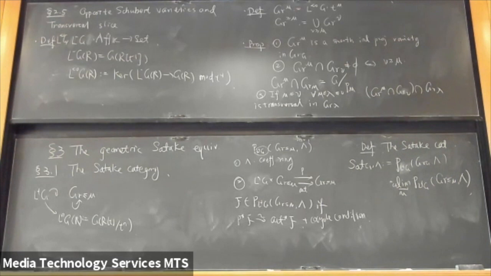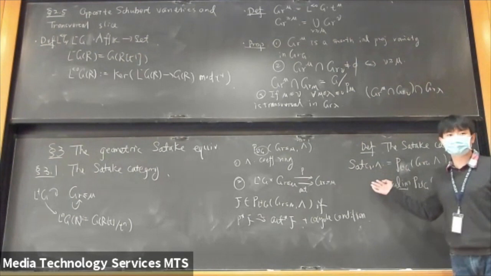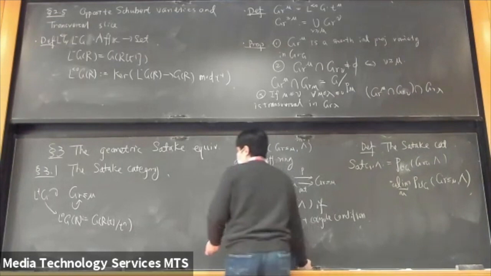But we should expect more structure on this category because the Satake category is expected to categorify the spherical Hecke algebra. So we really expect a monoidal structure on it. And actually, this is done via Lusztig's convolution construction. So we will explain this.